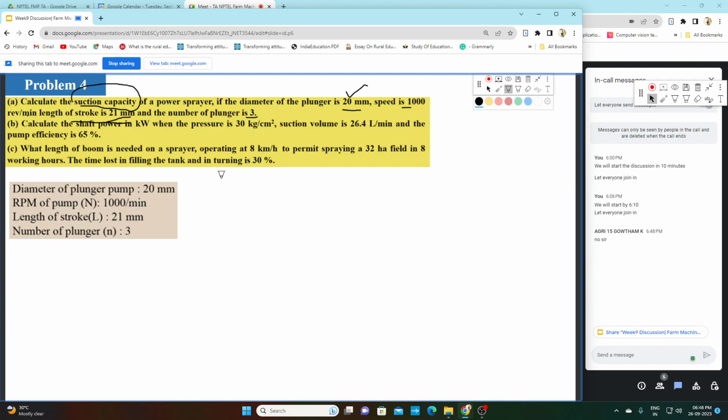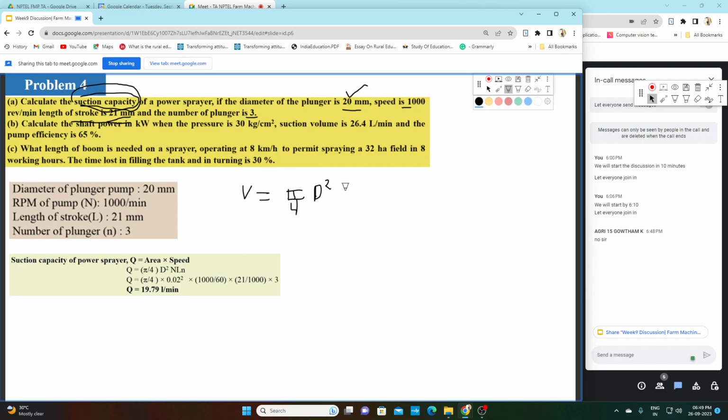So suction capacity is the same as Q. You can say Q of the nozzle, that is the same. Q we apply for the nozzle. Here the suction capacity of the pump is required, that is why it has been written suction capacity. Otherwise they would have written discharge of the nozzle or discharge of the pump. So how will we find out this suction capacity? You know what volume is? Volume of a cylinder is pi by 4 d square, pi by 4 into diameter square into length. This you know as volume. But suction capacity or discharge is volume divided by time.